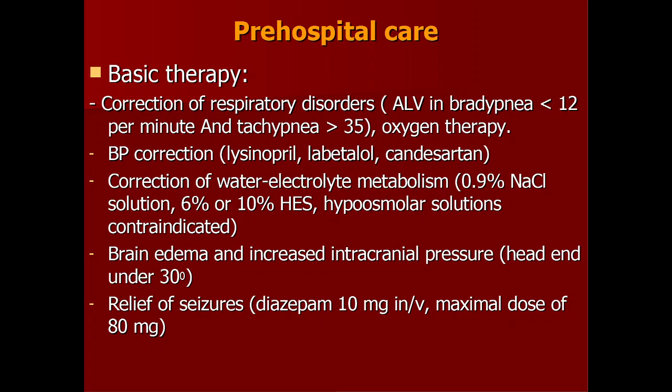Pre-hospital care basic therapy includes correction of the respiratory disorders: bradypnea less than 12 per minute needs artificial lung ventilation, and tachypnea more than 35; oxygen therapy if needed; blood pressure correction by lisinopril, labetalol, candesartan; correcting of water electrolyte metabolism, for example, hyposmolar solutions or physiological solution or glucose; brain edema and increased intracranial pressure will need head elevation; relief of seizures by diazepam, 10 milligrams intravenously up to a maximal dose of 80.